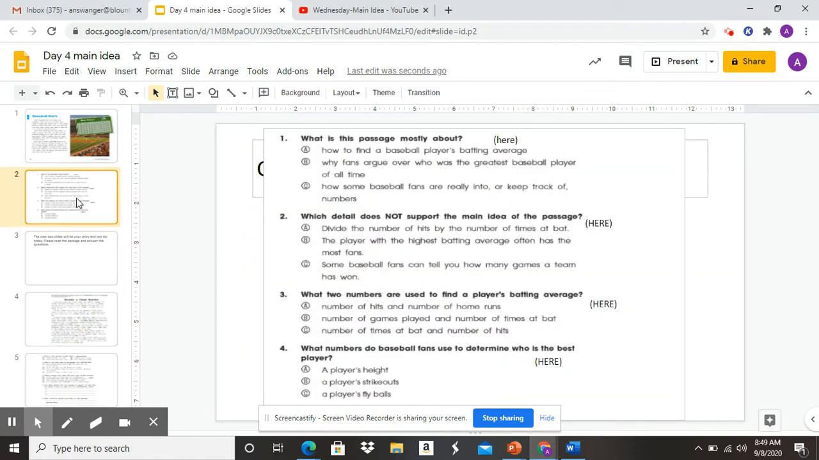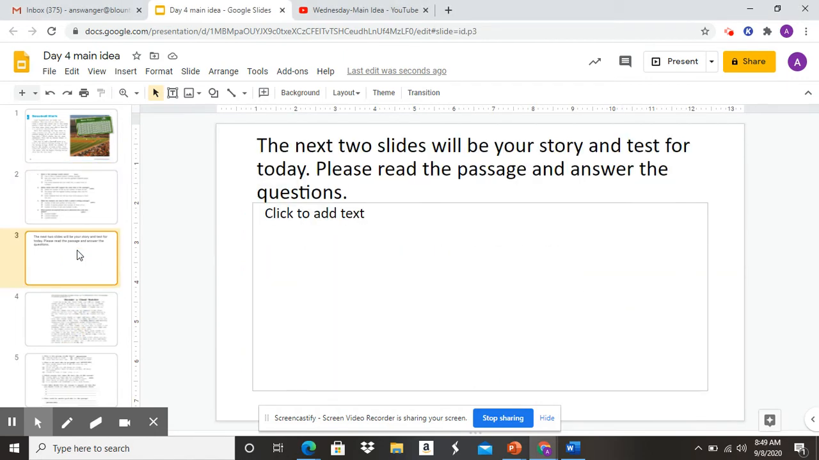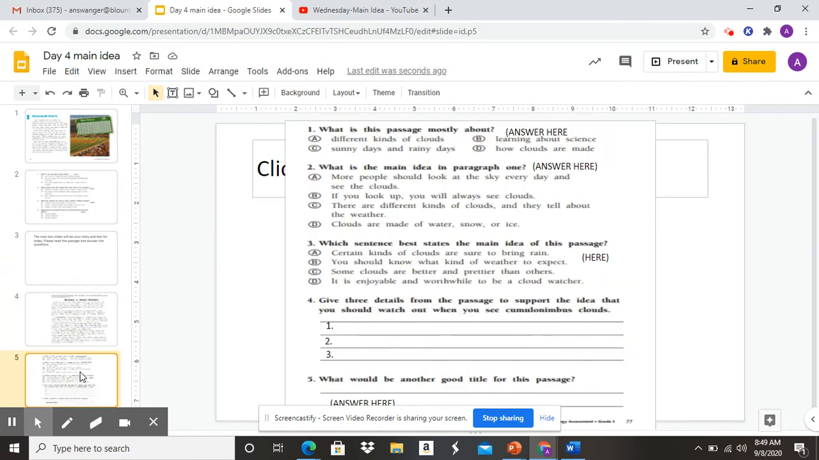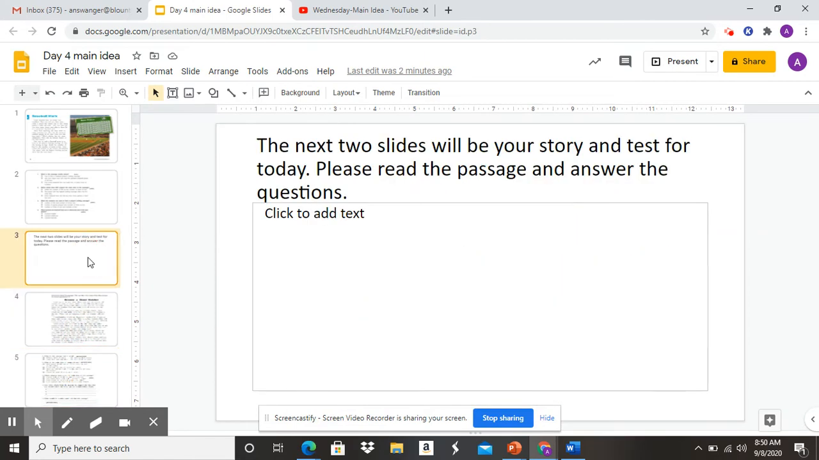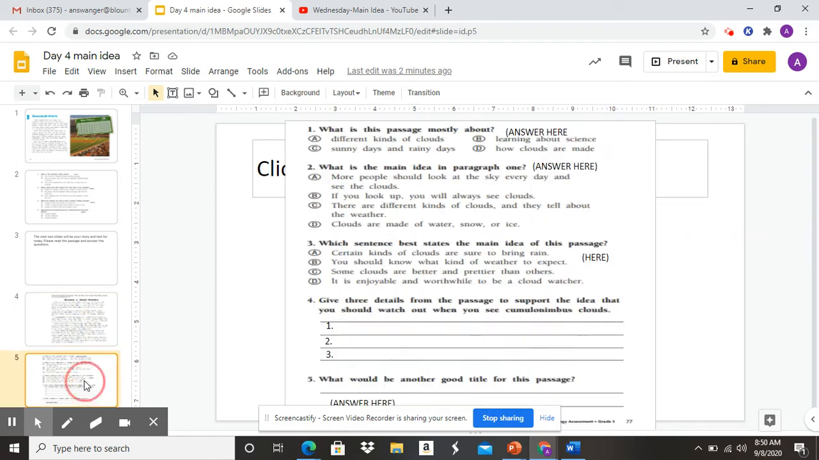I'm going to answer these questions with you. Then you'll come to this slide right here. This slide tells you that your story and the next two slides are going to be your story and your test for today. It tells you to please read the passage and answer the questions. All this little test is going to do is show your teacher if you have mastered main idea and supporting detail or if you have not. And if you have not, we will just go back over it later on, okay? So you will read this passage and answer these questions when I'm finished with this video.